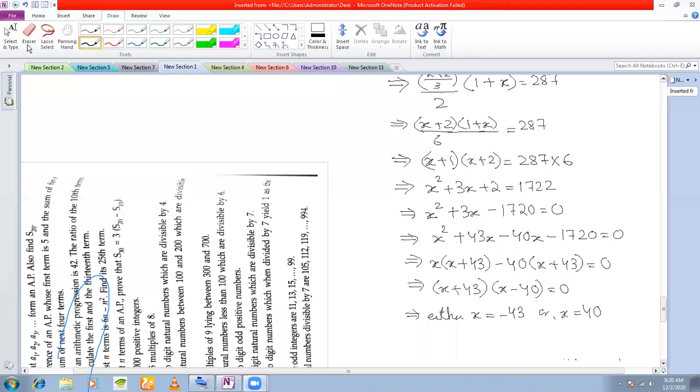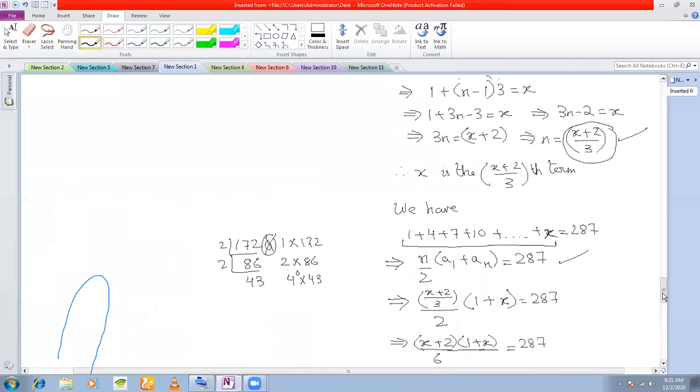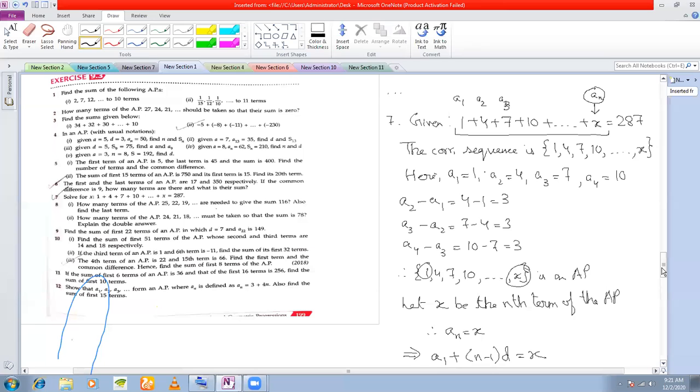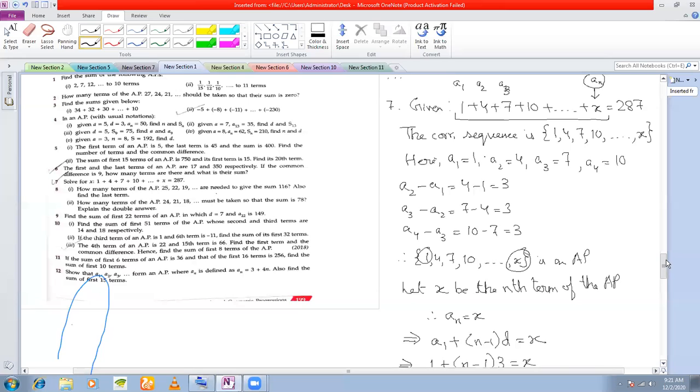No, sir. Sir, we will take the negative number also? Yes, negative you can take, because x has two values. Yes, x has two values, because see, it depends on the number of terms you're taking. That is why you're getting two values.